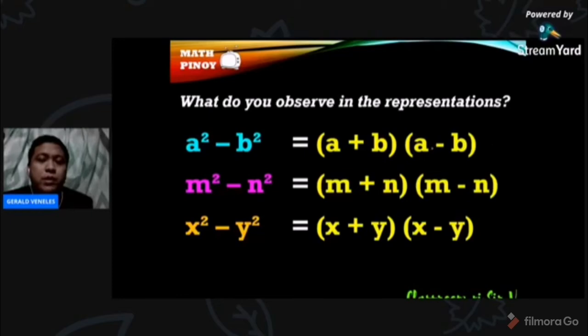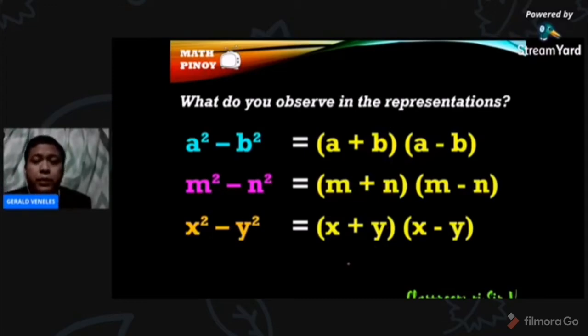So, as you can see, a squared minus b squared, kapag finactor natin ito, ang sagot is the quantity of a plus b times the quantity of a minus b. Same with m squared minus n squared, the quantity of m plus n times the quantity of m minus n. So, ito yung difference of two squares, and itong nakakulay yellow, that is the factored form.